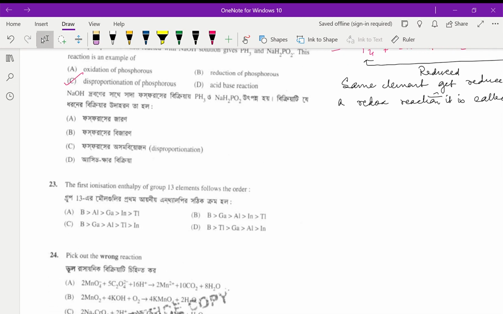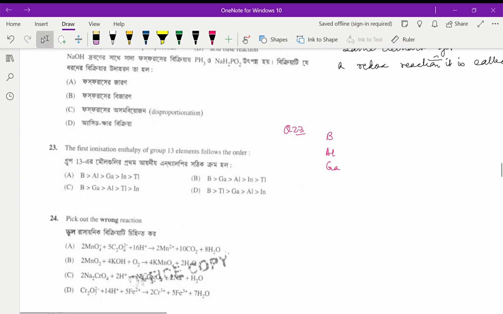Now in question number 23, this is from periodicity. The first ionization enthalpy of the group 13 elements follows the order. Here, if you just remember Baggett, what is Baggett? B, Al, Ga, In, and then thallium. What do you have to remember? Bag it, that is BAG, bag it.